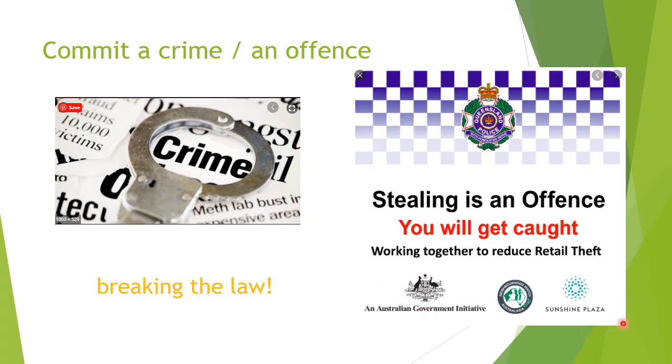Look at this poster from Australia. It says here, stealing is an offense. Offense is like a crime. When you steal something, you are committing an offense. You will get caught. So the police in Queensland, Australia are asking you to work together to reduce retail theft. That means they want to stop people from stealing things in the shops. Commit a crime. Commit an offense.